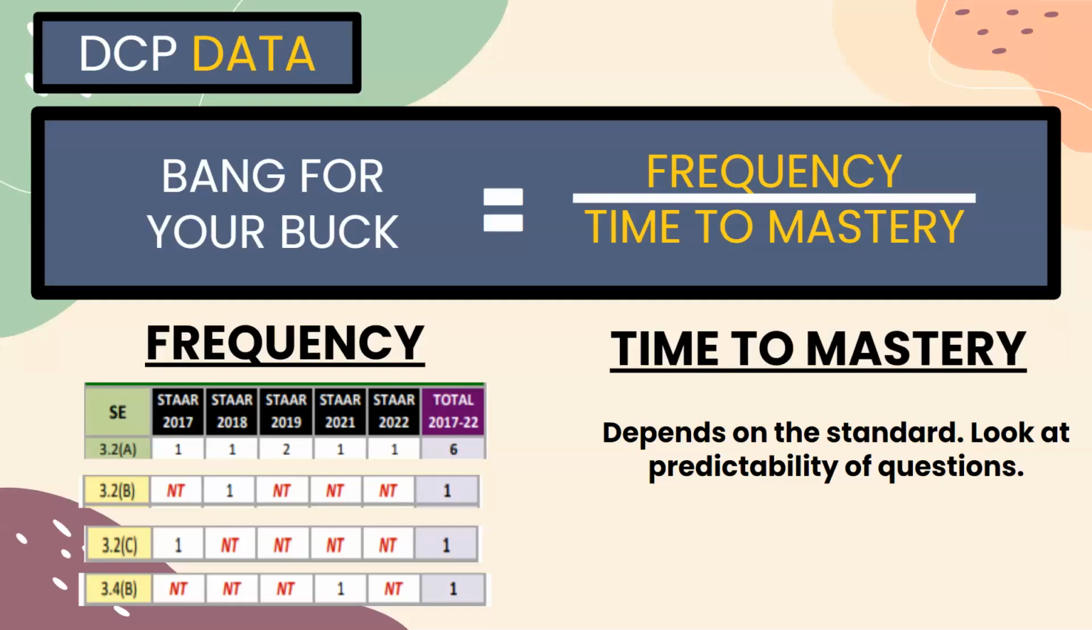So that might be a question that I go after in my tutoring or in my reteach or in my spiraling review or my problem of the day, because it's frequent and the time to mastery is going to be pretty good because of the predictability of the questions. Okay, but there's one more thing that we want to look at when we're looking at DCP data and deciding what to spiral in to reteach.